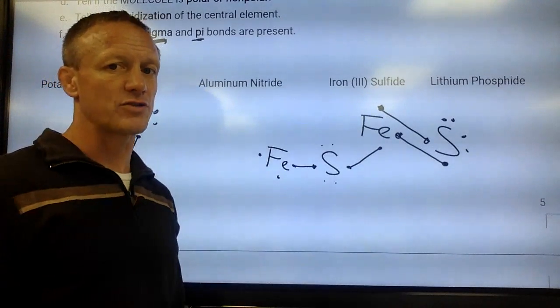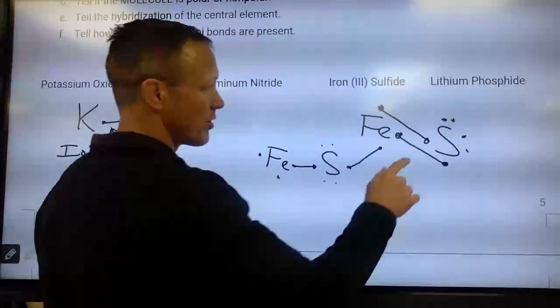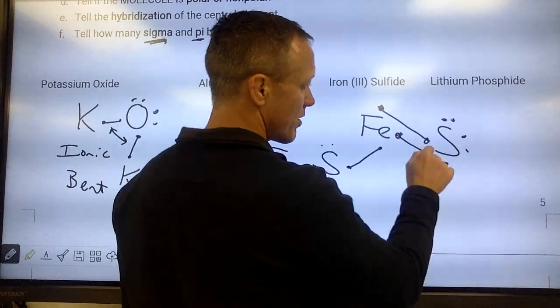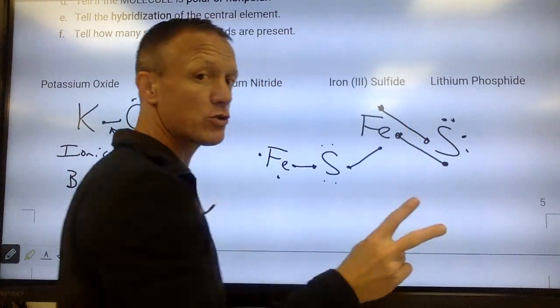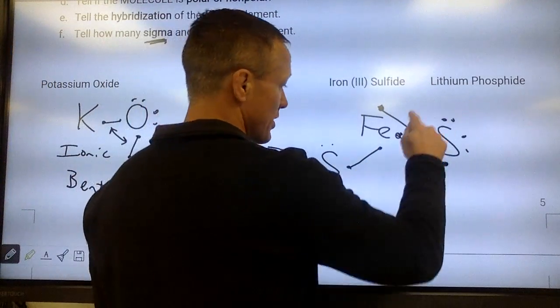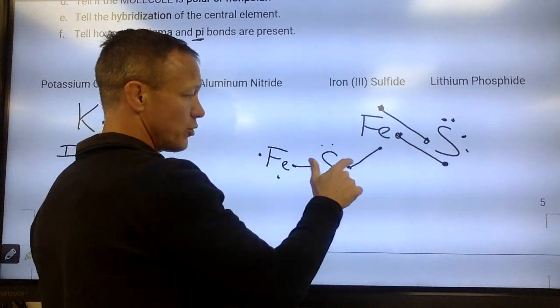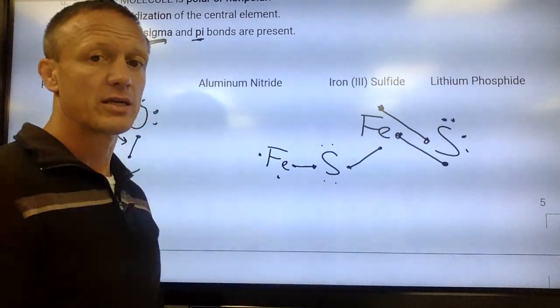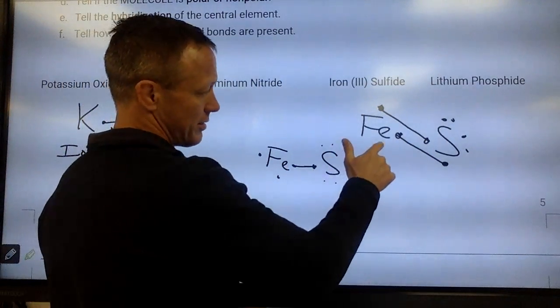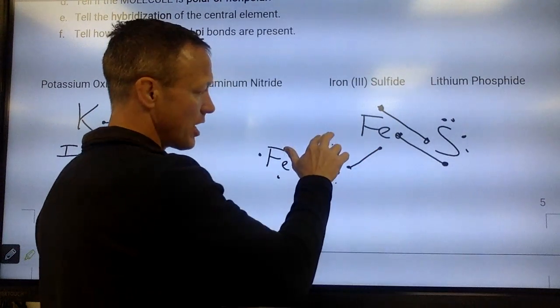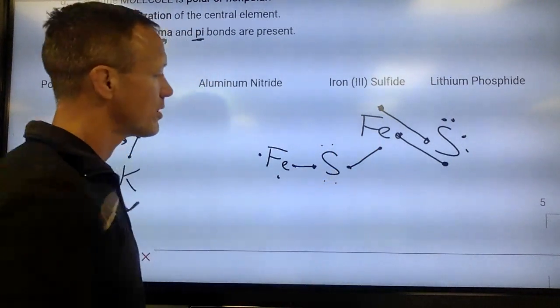Nonmetals will always have 8 electrons around them when you're done. So 1, 2, 3, 4, 5, 6, 7, 8. Bonds count as 2 electrons. So this sulfur has 8 around it: 2, 4, 6, 8 electrons. These are bonding pairs, unshared pair, unshared pair.